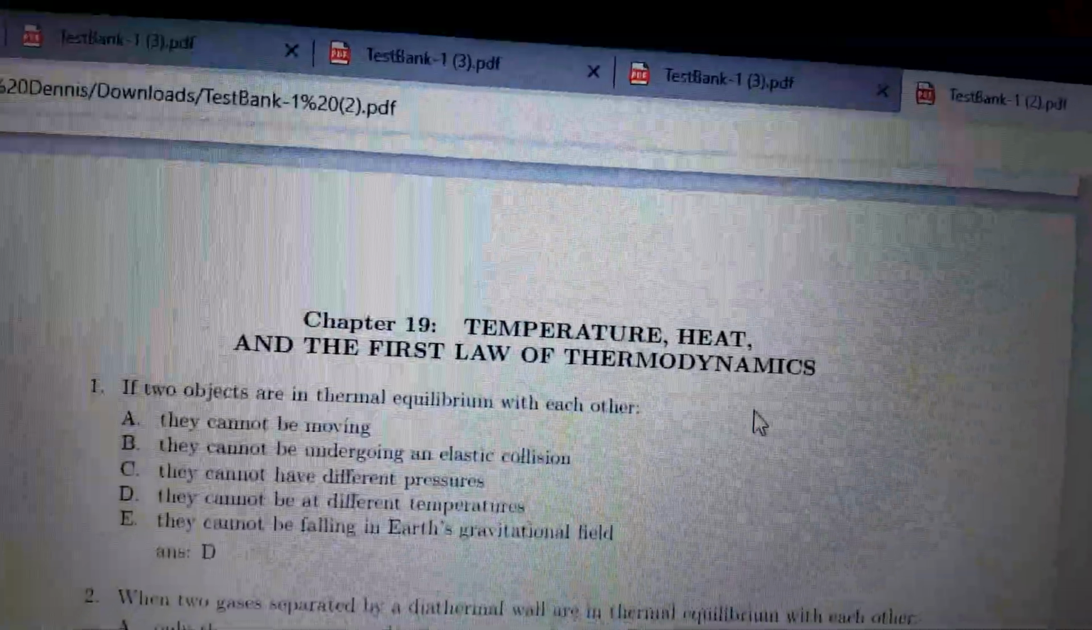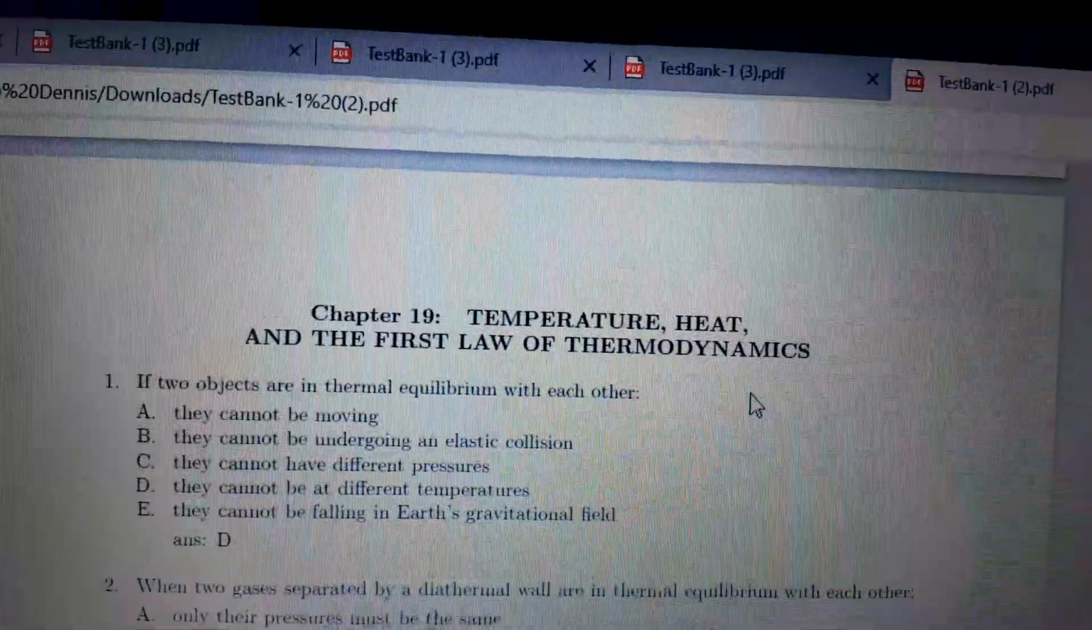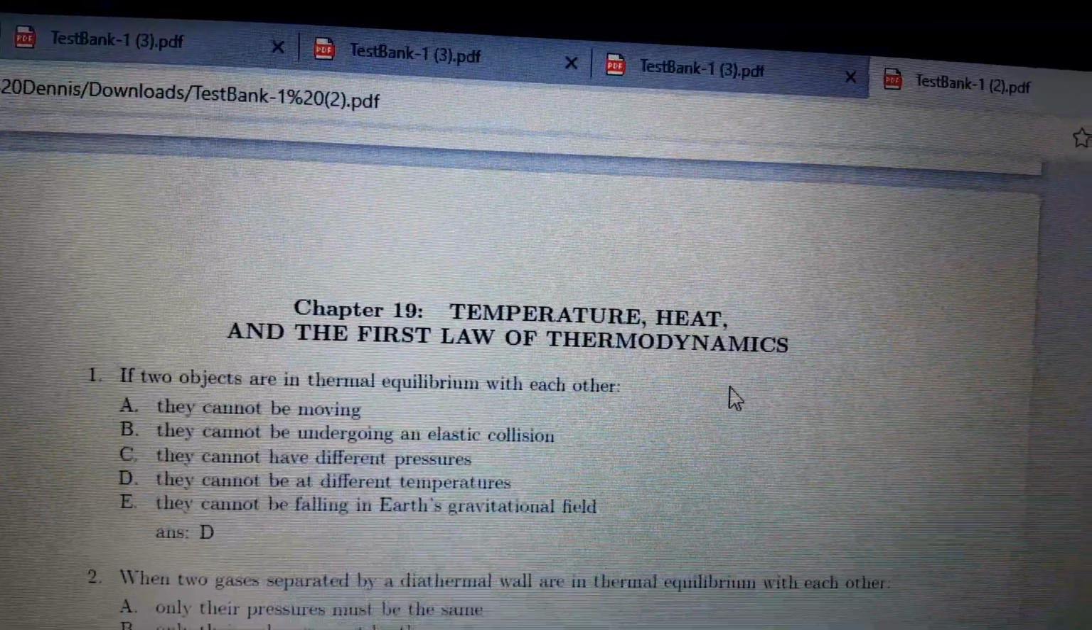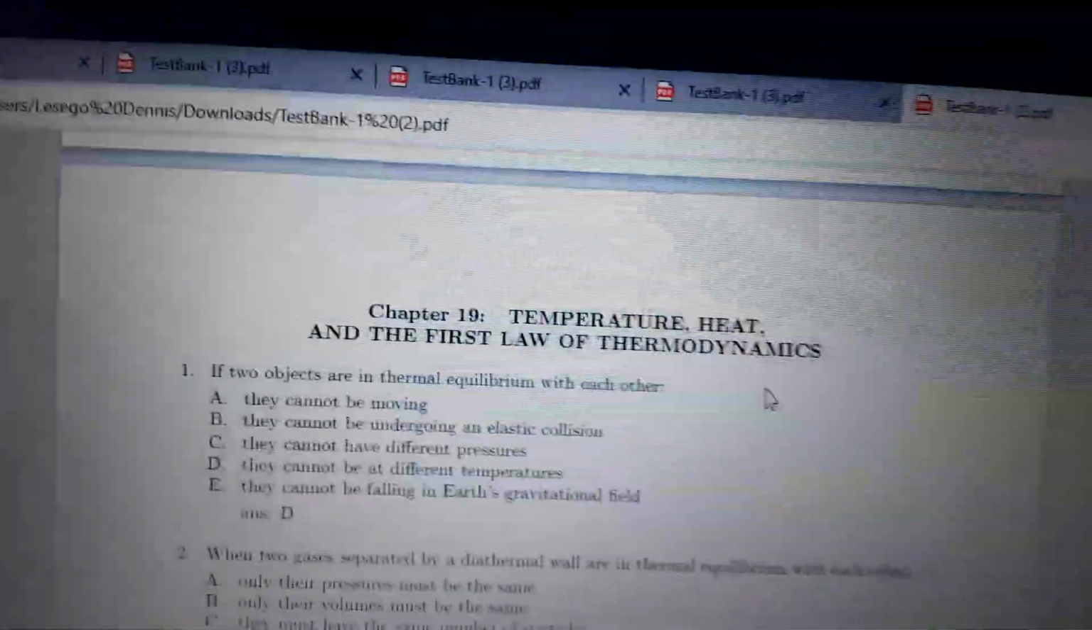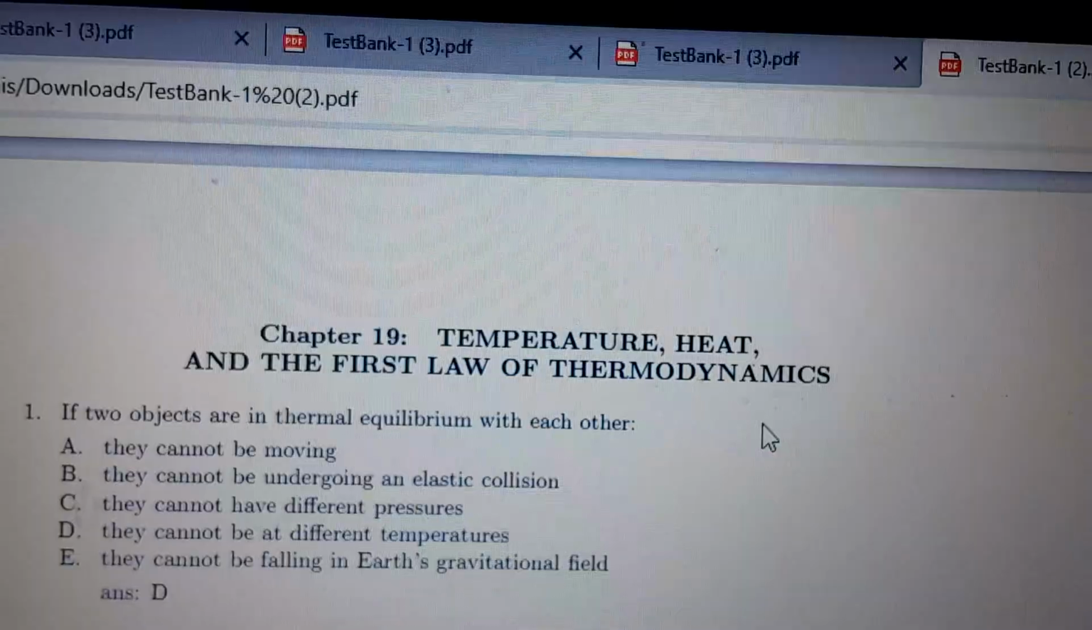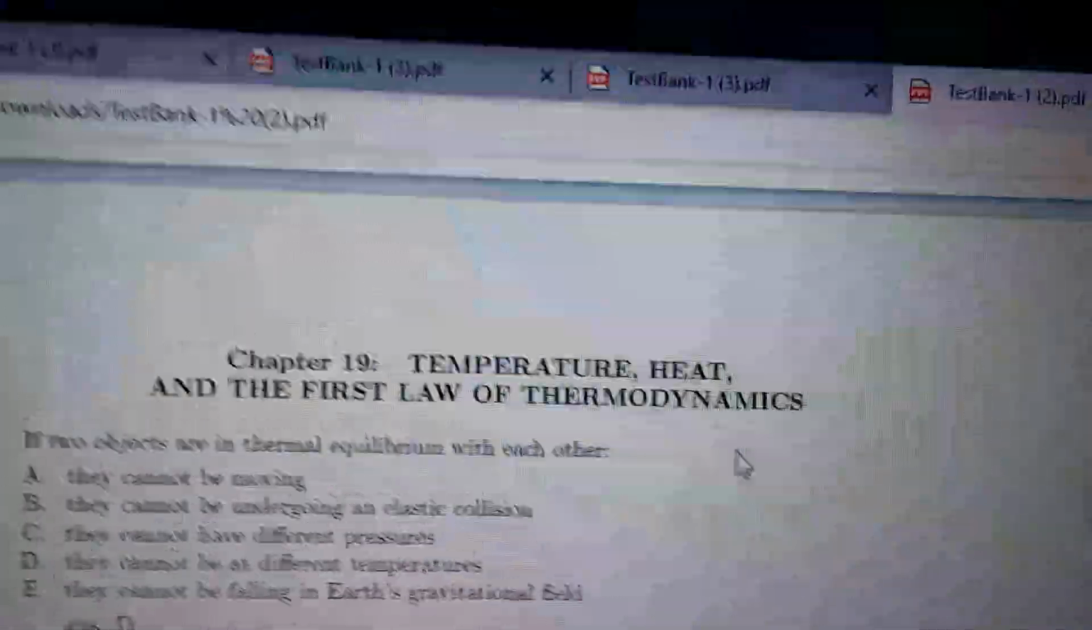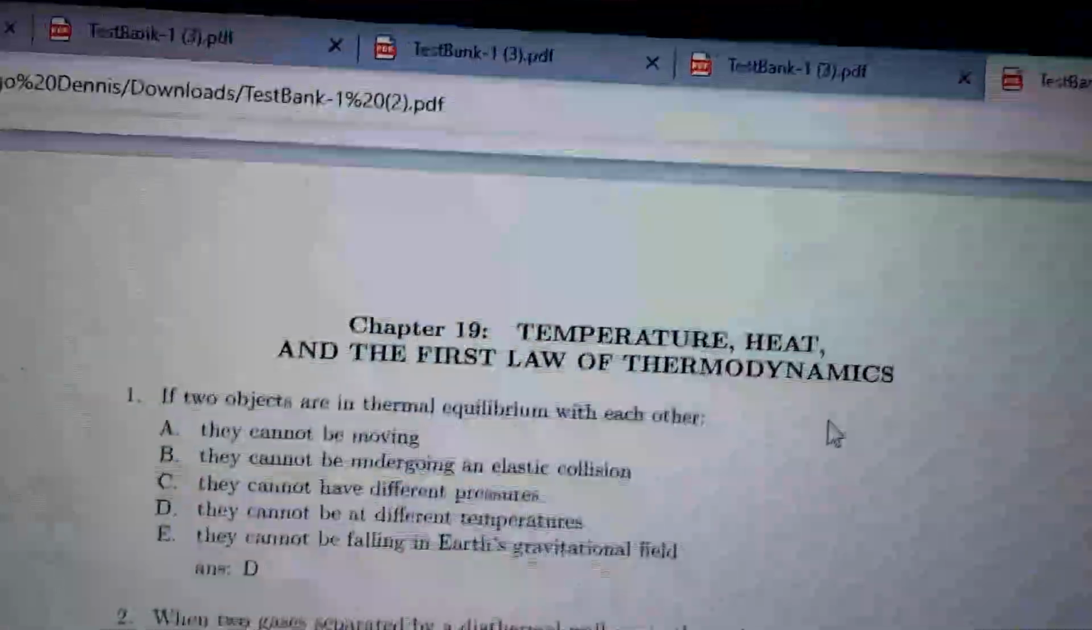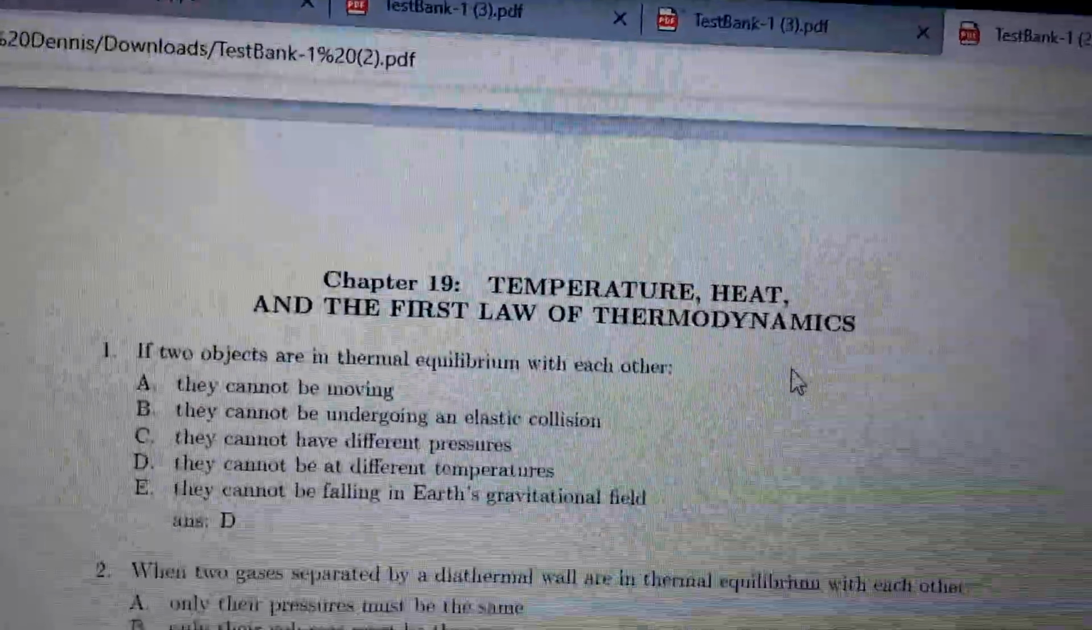Okay, temperature, heat, and the first law of thermodynamics. If two objects are in thermal equilibrium with each other, that means that they cannot be at different temperatures. So they must be at the same temperature. And then we move on to number two.